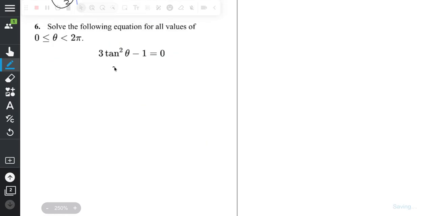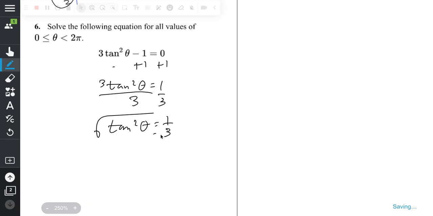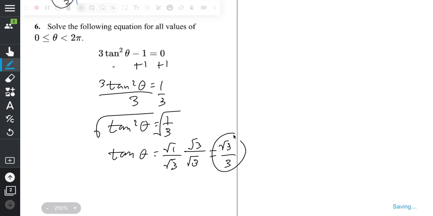Last example, add 3 to both sides. Divide both sides by 3. Square root of both sides. Rationalize. Okay.